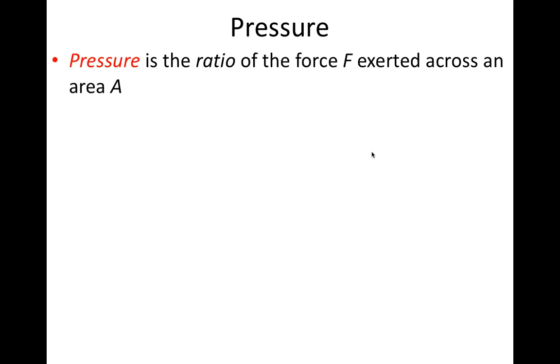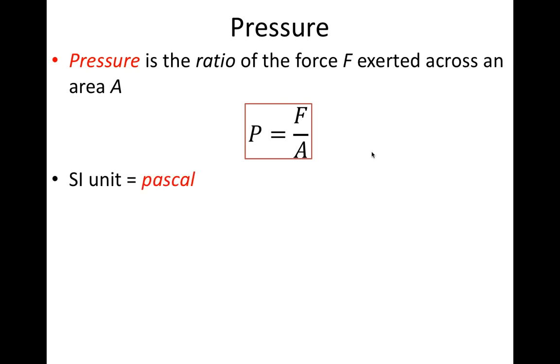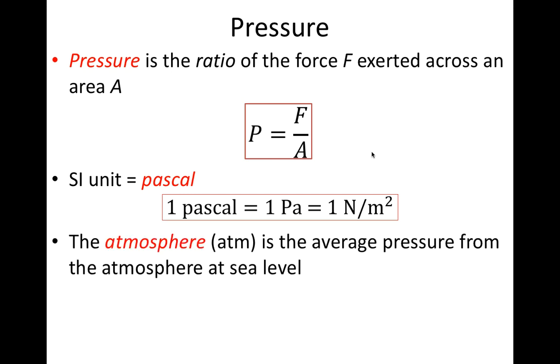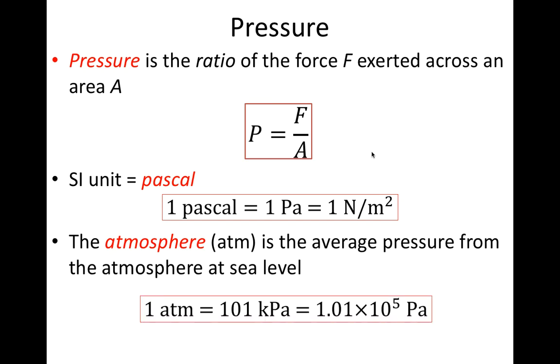Next, I will introduce the quantity pressure. Pressure is defined as the ratio of force per area. This equation is on your equation sheet. The SI unit for pressure is the Pascal. The Pascal is defined as 1 Newton per square meter, the SI units for force and area. It is also common to express pressure in units of atmospheres. An atmosphere is the approximate average pressure from the atmosphere at sea level. An atmosphere is equivalent to 101 kilopascals or 101,000 pascals.